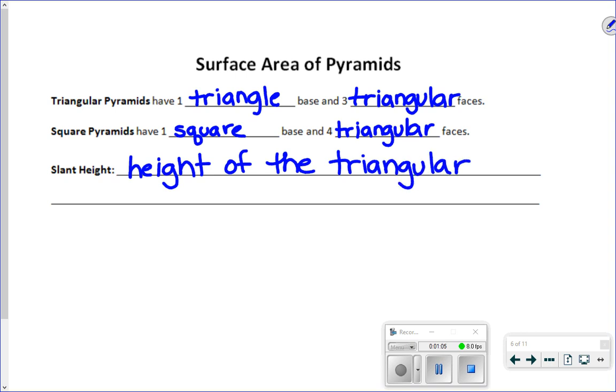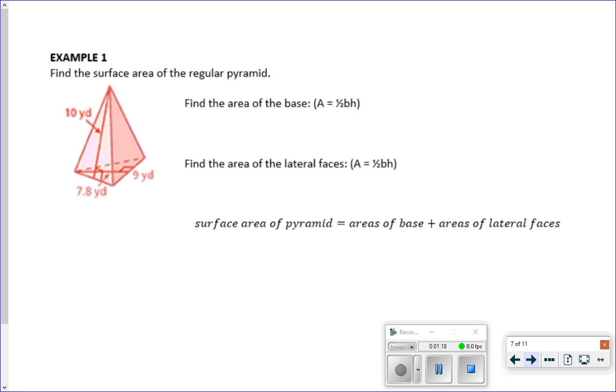Slant height is the height that we use for surface area. When we get to volume of pyramids, we'll use the actual height, which is the tip down to the center of the base. But slant height, that's the one we need for surface area. That's the height of the triangular face.